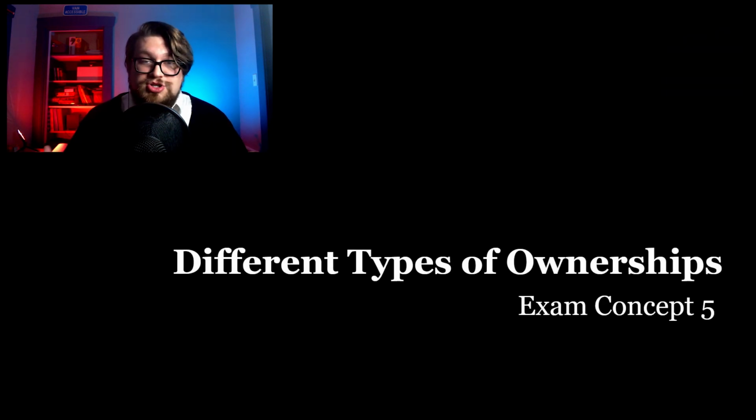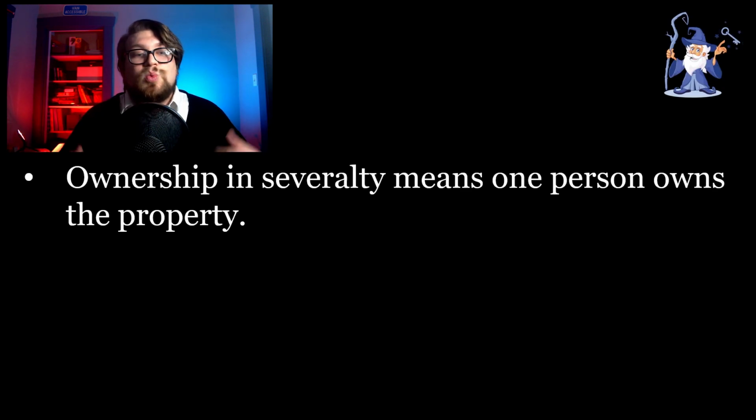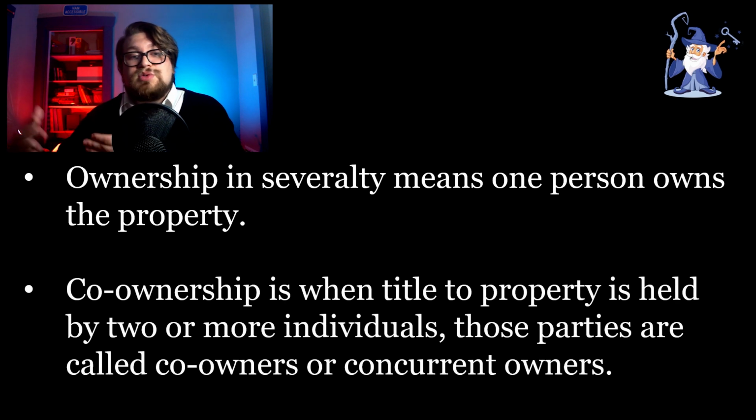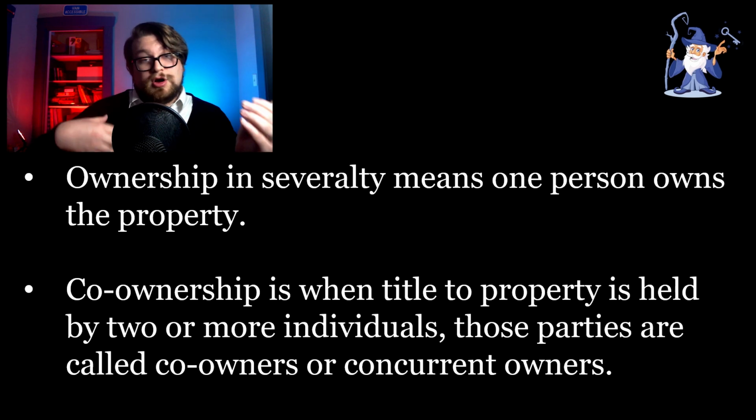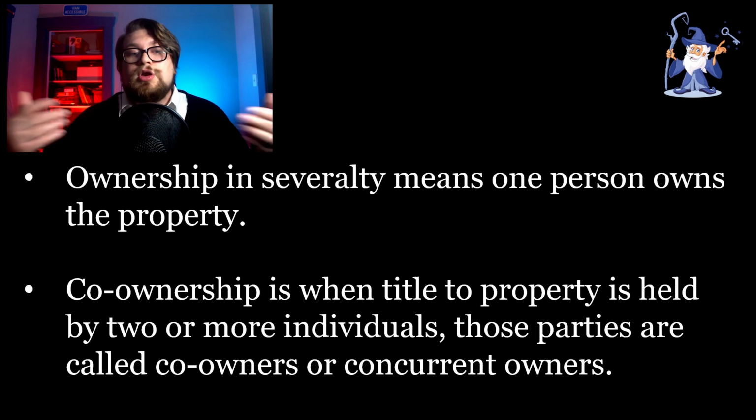Now, fifth, you have to understand the different types of ownerships. Now, ownership can be broken into a few separate ways, but first and foremost, it's broken down by how many owners the property has. There are 2 types depending on the amount of owners: ownership in severalty or co-ownership. Ownership in severalty means one person owns the property, while co-ownership is when title to the property is held by 2 or more individuals. Those parties are called co-owners or concurrent owners.